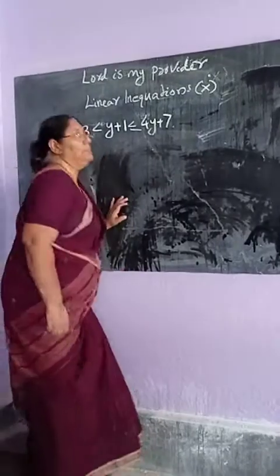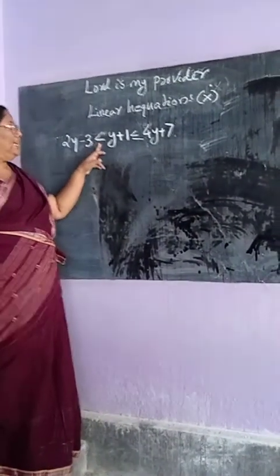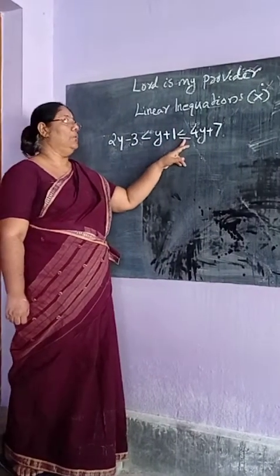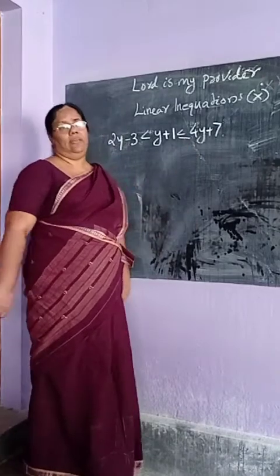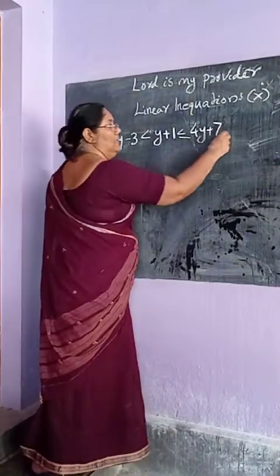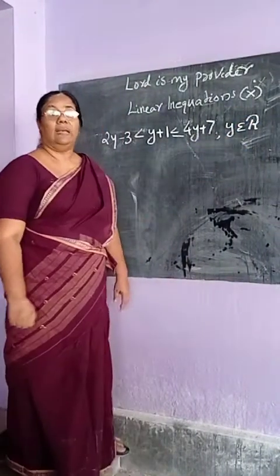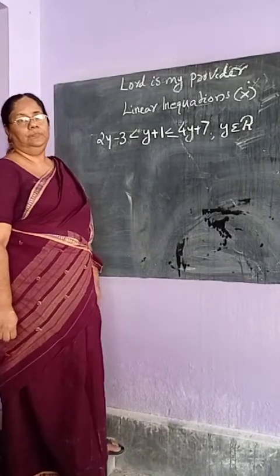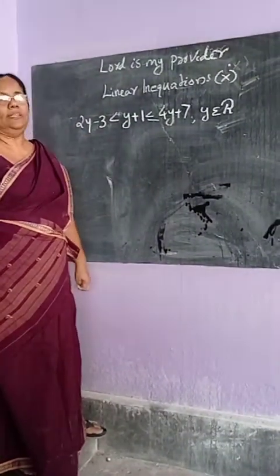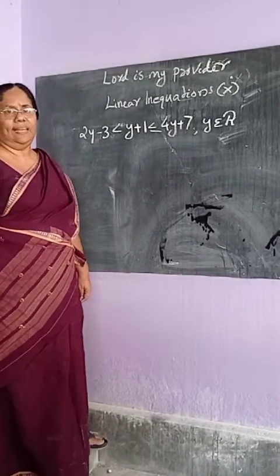Write the question. 2y minus 3 less than y plus 1 less than or equal to 4y plus 7. You can write this y element of real numbers R. Okay, this is an important question. Here two inequalities are there, agree?